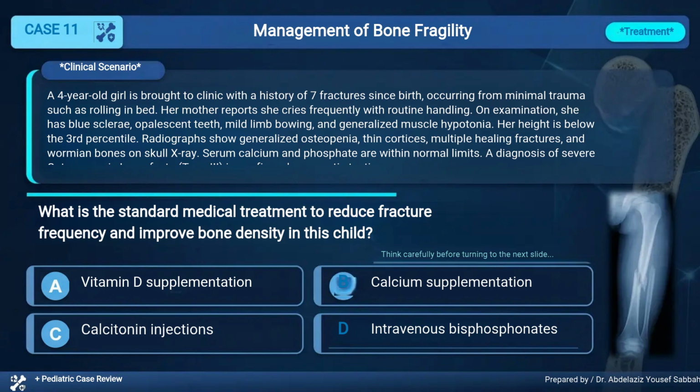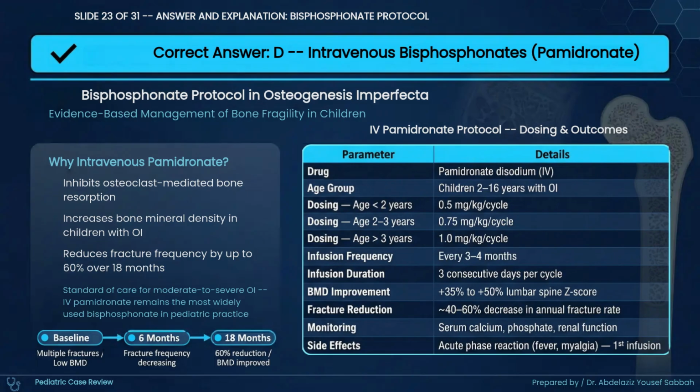Radiographs show generalized osteopenia, thin cortices, multiple healing fractures, and Wormian bones on skull X-ray. Serum calcium and phosphate are within normal limits. A diagnosis of severe osteogenesis imperfecta type 3 is confirmed on genetic testing. What is the standard medical treatment to reduce fracture frequency and improve bone density in this child? Option A, vitamin D supplementation. Option B, calcium supplementation. Option C, calcitonin injections. Option D, intravenous bisphosphonates. The correct answer is option D, intravenous bisphosphonates, specifically pamidronate.